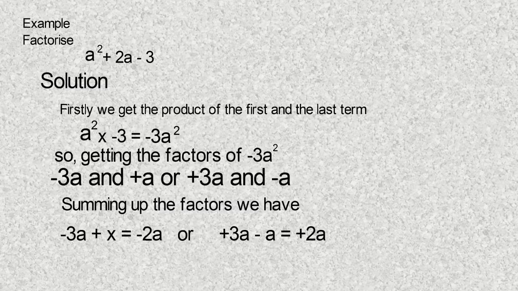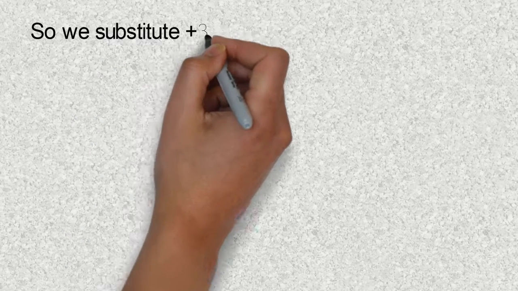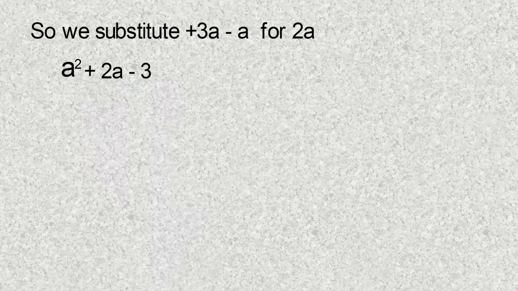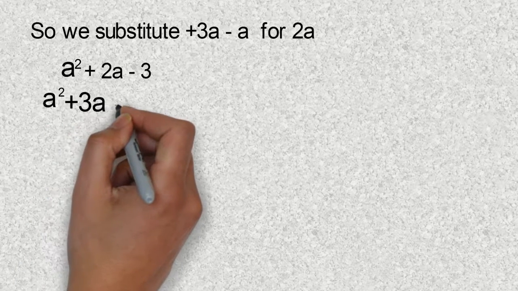And if you check our equation, I have a squared plus 2a minus 3. So focusing on the plus 2a, which of the factors when we added them together gave us plus 2a? That's plus 3a minus a. So we are going to be making use of that. So we substitute plus 3a minus a for 2a. So here instead of writing our 2a, we put plus 3a minus a. So I have a squared plus 3a minus a minus 3.